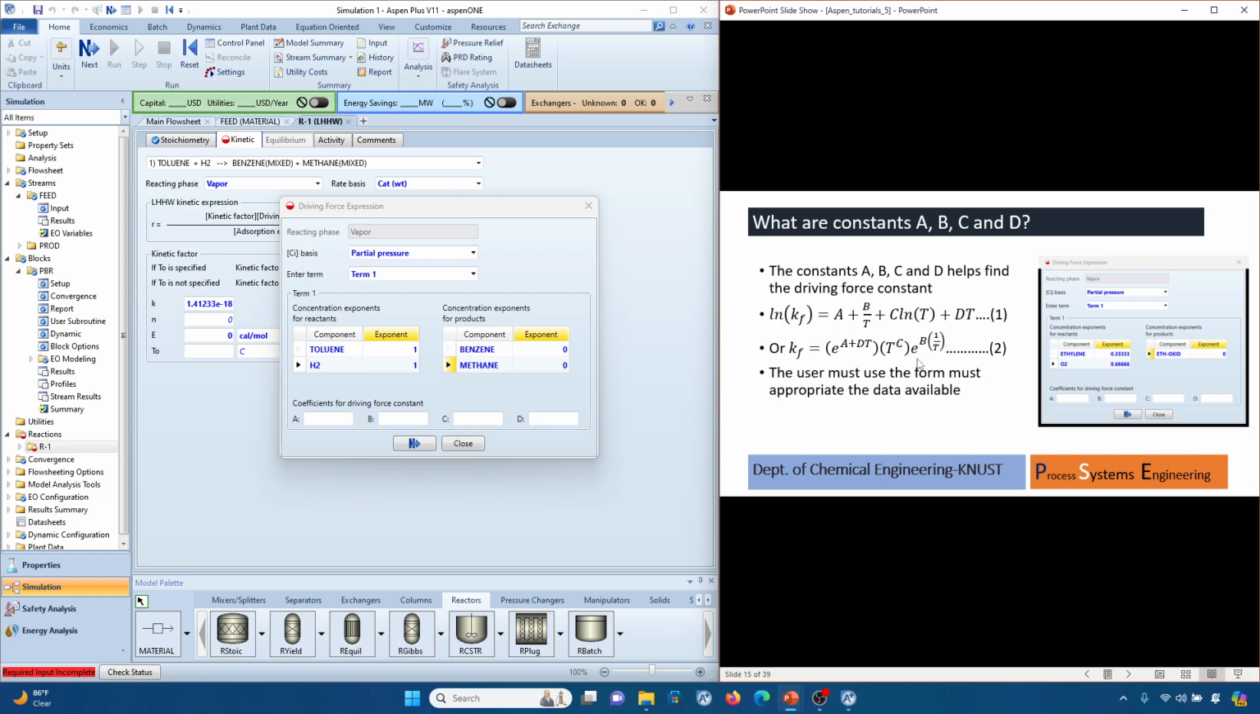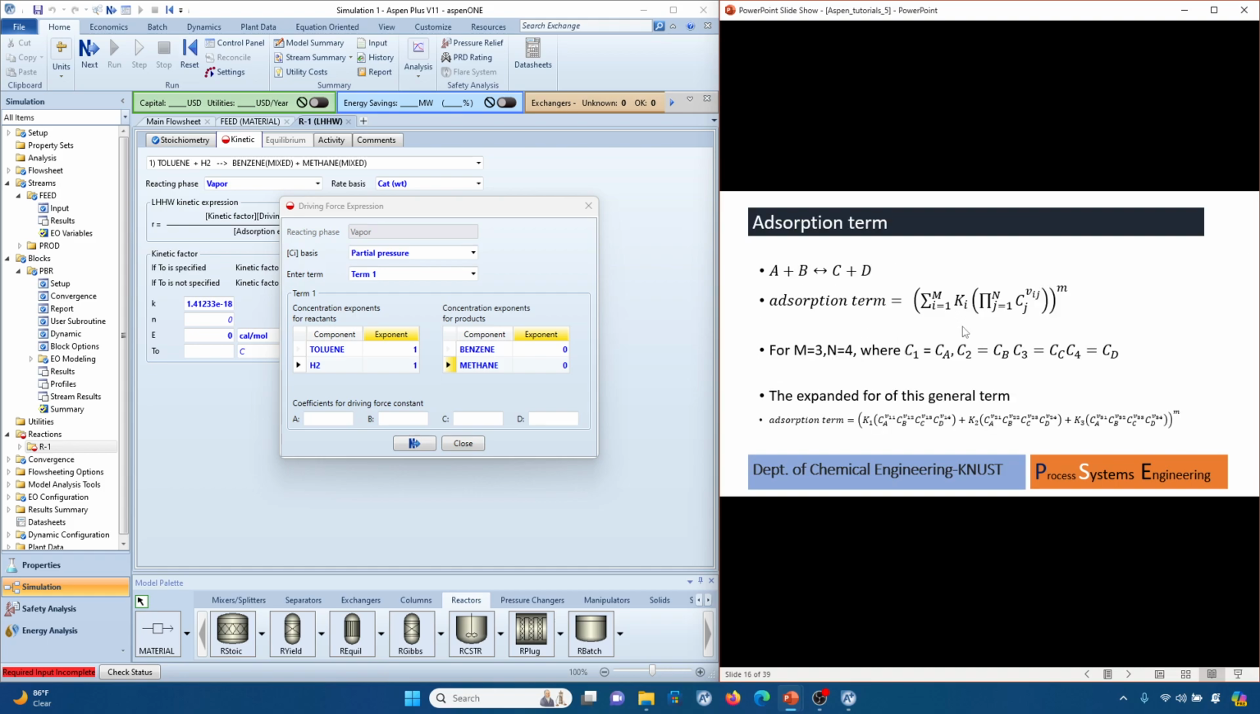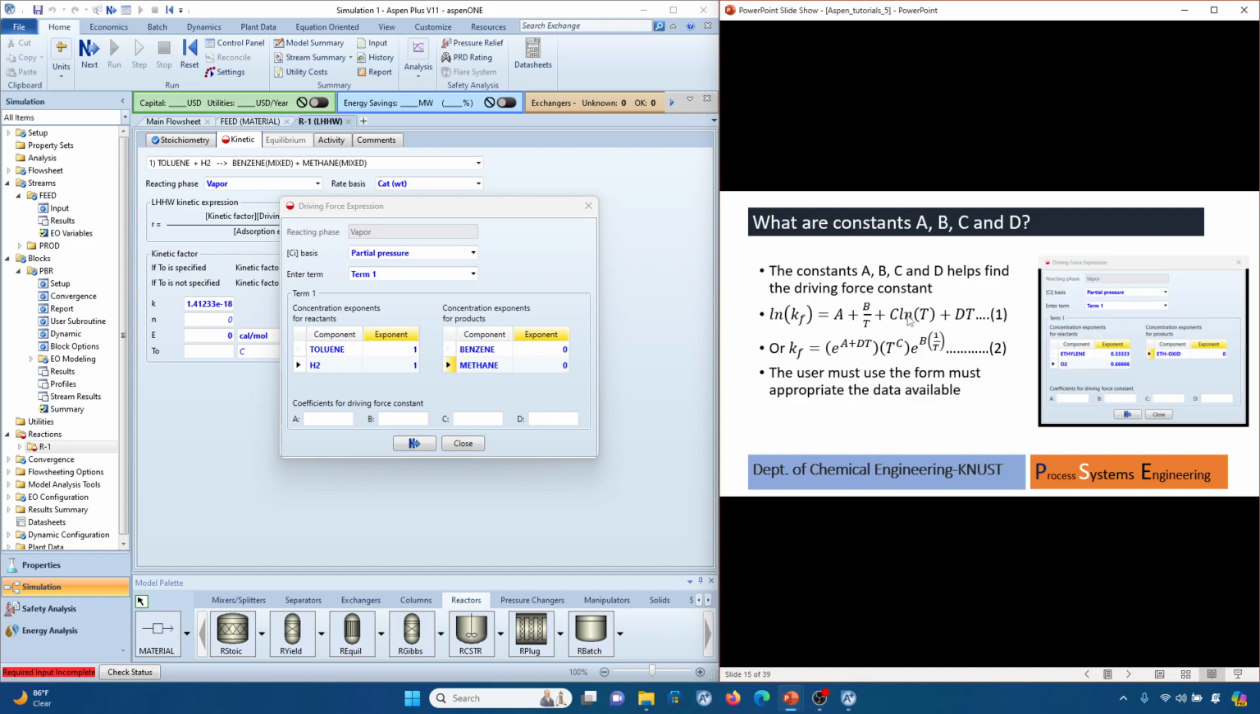If it's 10, I could take all of them to unity. I could specify 0 for D, 0 for C, 0 for B, and find the value of A, sorry, find the value of A such that kf is 10. So in that case, if kf is 10, then ln of kf should give me A. So by specifying that value of A, my kf is calculated as 10, provided all these other coefficients are made 0.